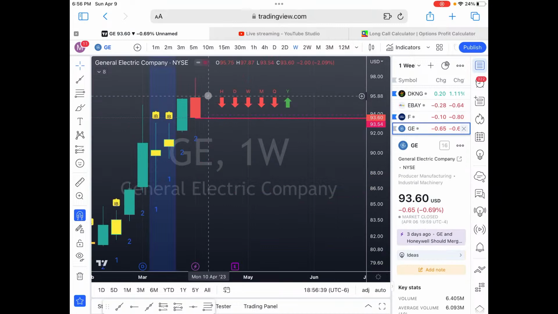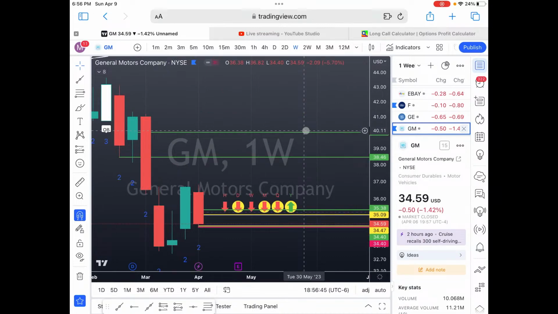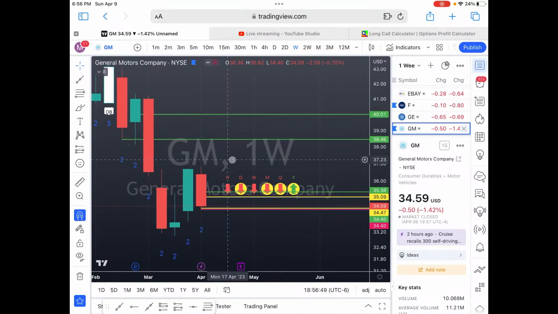We move on to GE, 2 up, finished red, time frame continuity in our favor. We'll look for puts at 93.54. General Motors, 2 up red. We're going to see if this thing continues its downtrend with this little pullback. This is what we would call a TTO as we come down, up, and back down. Not the greatest triangle setup, but if we come back through here, there's our triangle day out on the 1 week, and we'll see if that comes to fruition with puts at 34.40.